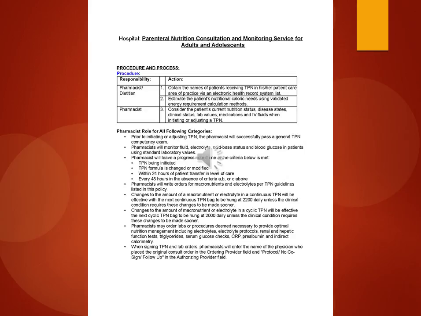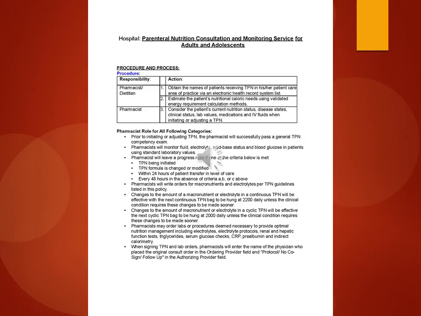Pharmacists will monitor fluid, electrolyte, acid-base status and blood glucose in patients using standard laboratory values. Pharmacist will leave a progress note if one of the criteria below is met: A, TPN being initiated; B, TPN formulas changed or modified; C, within 24 hours of patient transfer in level of care. Every 48 hours in the absence of criteria A, B, or C above, pharmacists will write orders for macronutrients and electrolytes per TPN guidelines listed in this policy.